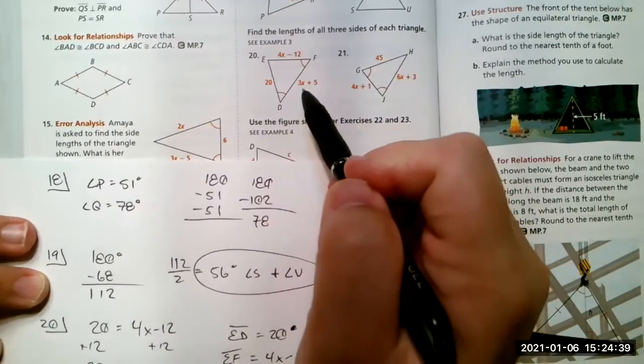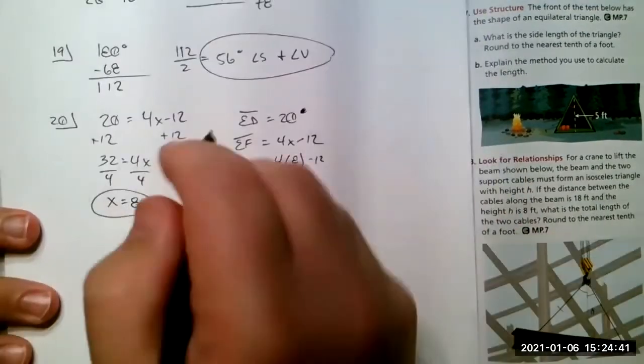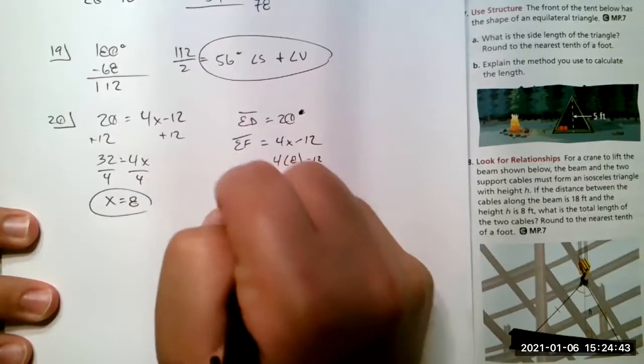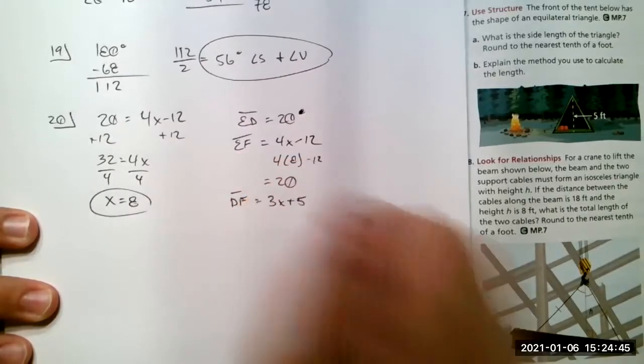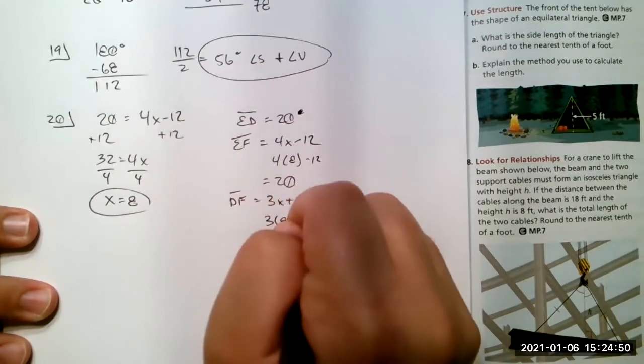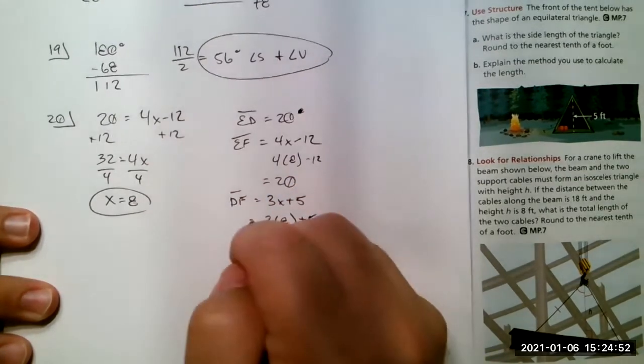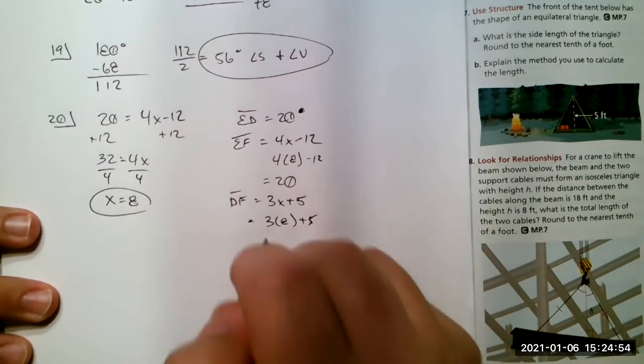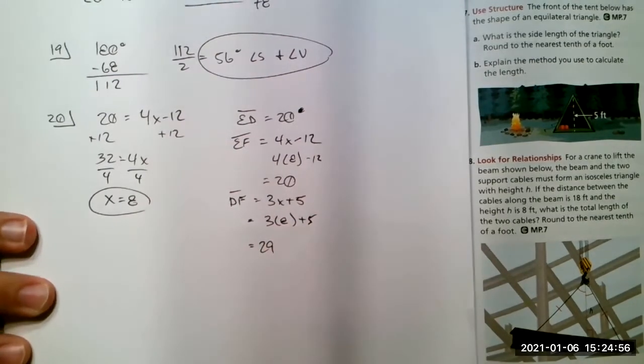And then what about DF? That's 3x plus 5. Again, if x equals 8, 3 times 8 is 24. 24 plus 5 is 29. So DF has to be 29.